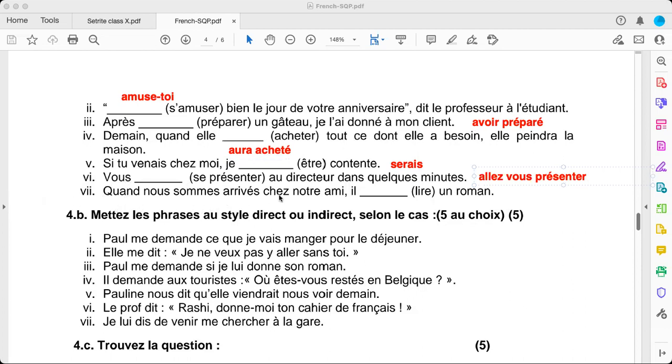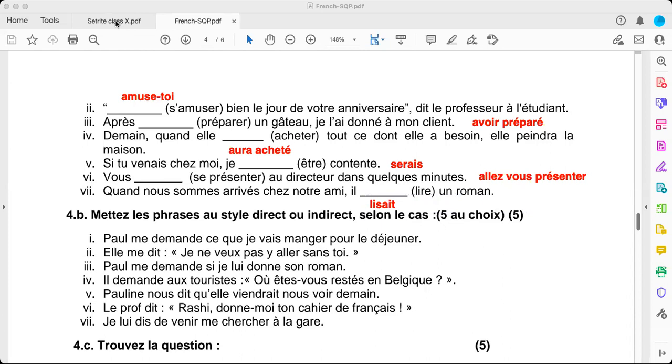Quand nous sommes arrivés chez notre ami, il lire le roman. When we arrived at our friend's place, he read the novel. So when we arrived at his place, he was reading the novel. Right? So he was reading means imparfait. Il lisait le roman because it's il, AIT will come.